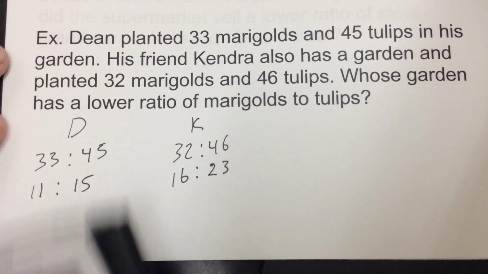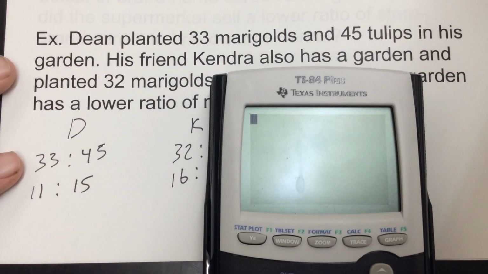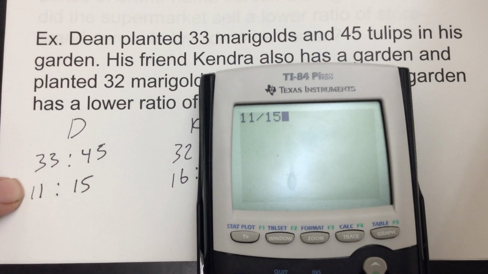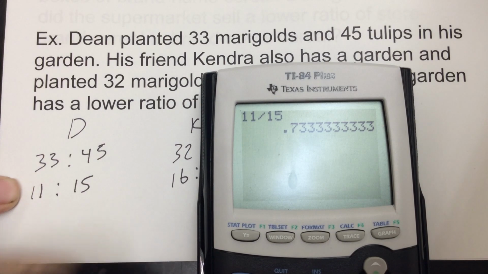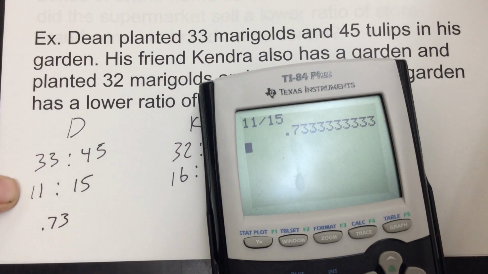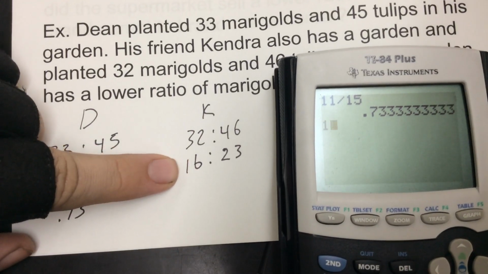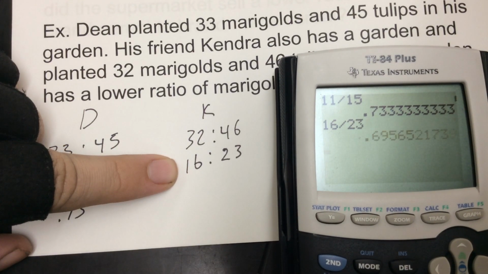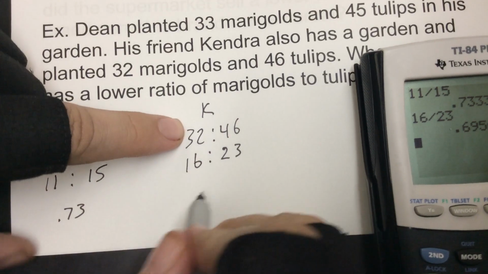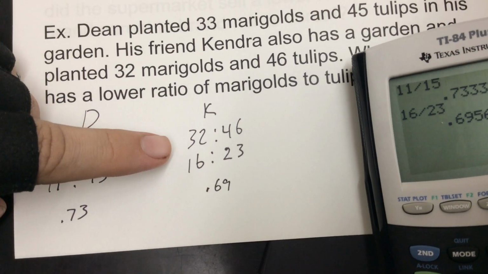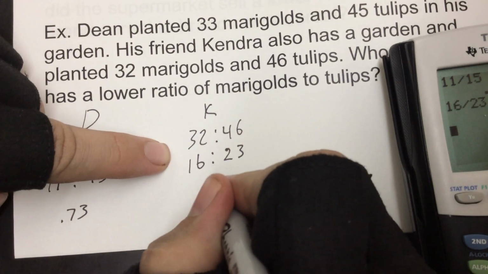here's how we're going to do this. With your calculator, we're going to do our first number divided by our second number. So this is going to be 0.73. And our second one, we're going to do 16 divided by 23, which is going to be 0.69. Well, we'll call it 0.70.